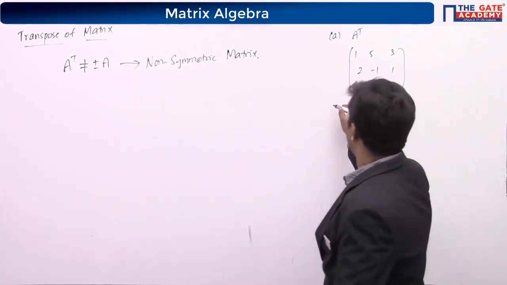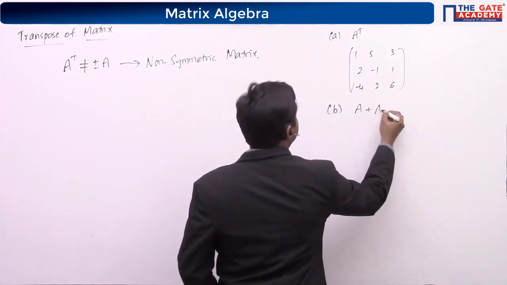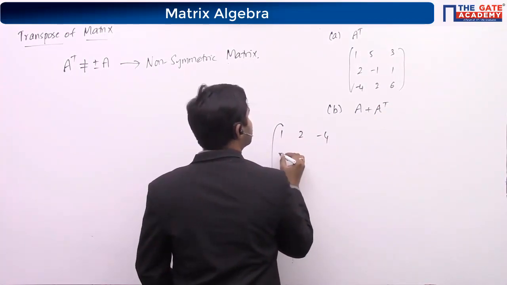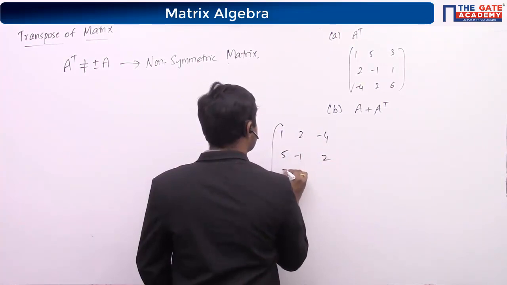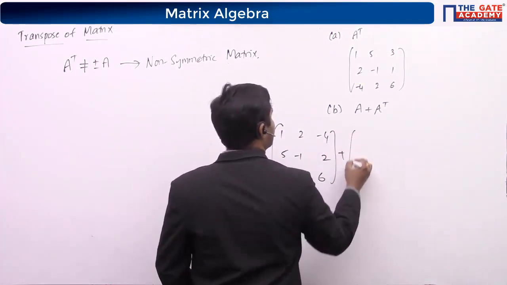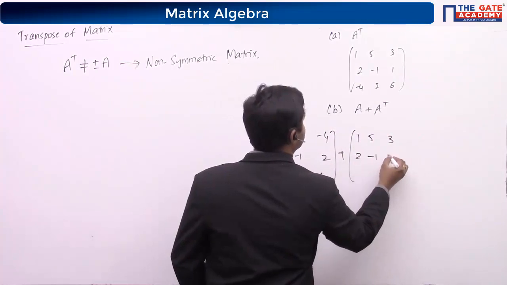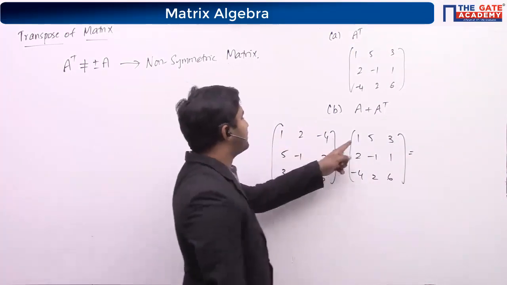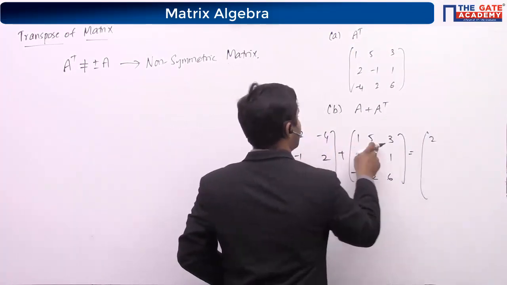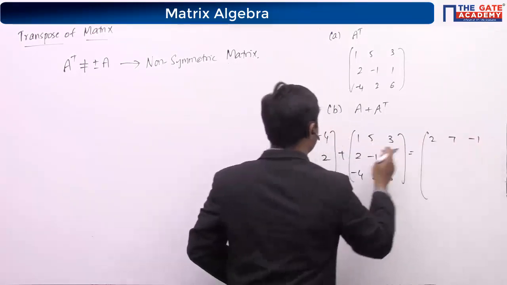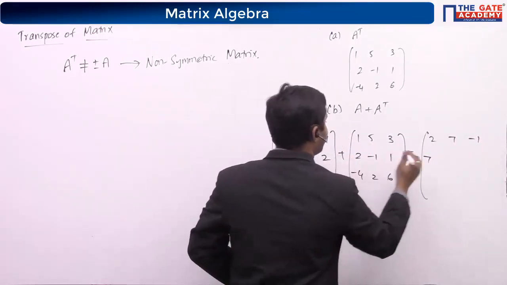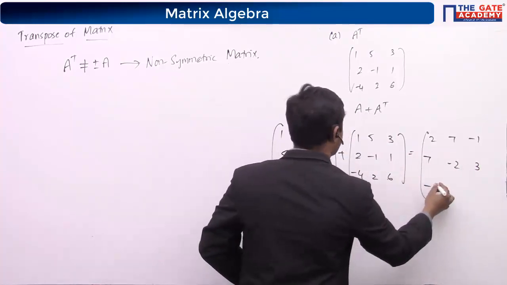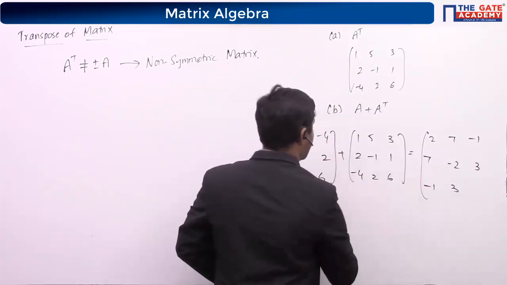The second part is B, which is A plus A transpose. What is A? 1, 2, minus 1; 5, minus 1, 2; 3, 1, 6. Plus 1, 5, 3; 2, minus 1, 1; minus 4, 2, 6. So 1 plus 1 is 2. Here we have 7, and then we have minus 1, and then we have 7 again. Then we have minus 2, and then we have 3, and then we have minus 1, and then we have 3, and then we have 12.